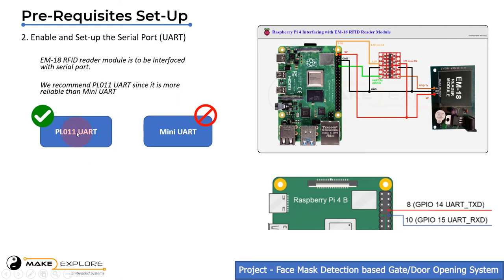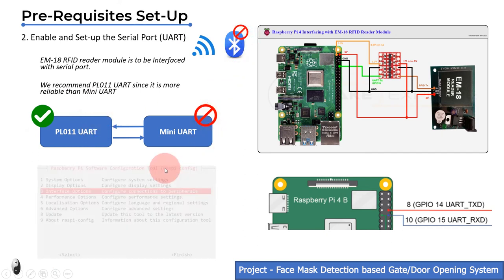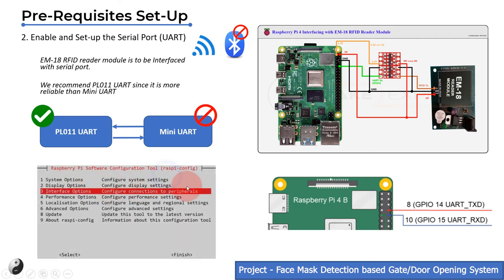So you need to swap the UART. By default, the Mini UART is mapped to the TXD pin, GPIO14, and RXD pin, GPIO15, on the 40-pin GPIO header. PL011 UART is used for the Bluetooth or wireless module. But either module can be mapped to the GPIO port. To use PL011 UART, you need to disable the Bluetooth. You can do this using Raspi-config setup mode or from the command line.